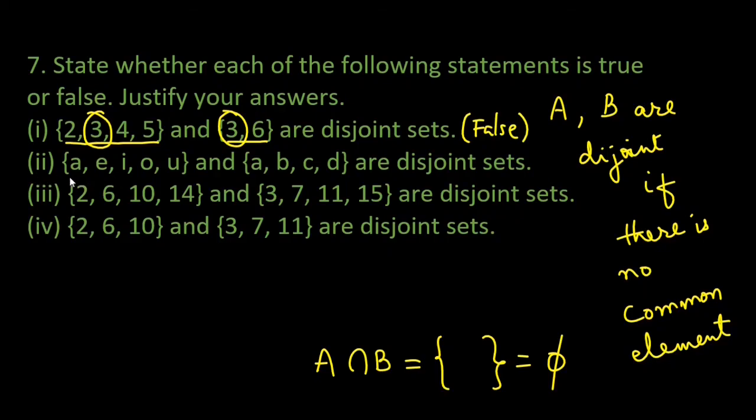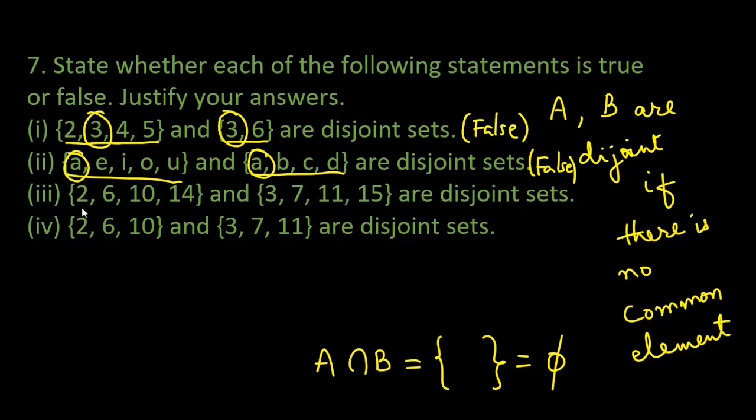Now the second one. The set is A, E, I, O, U, and the statement says they are disjoint sets. We have A here, and in the second set also there is A. So we have a common element A. So they are not disjoint sets. The statement is false.